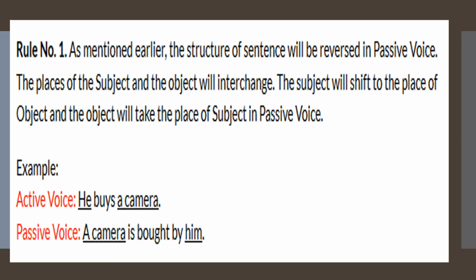For example, he buys a camera. He is subject, camera is object. Now we would interchange its position. A camera is bought by him. Here first we have object, is bought by him. Him is the subject. So we have changed the places of subject and object.